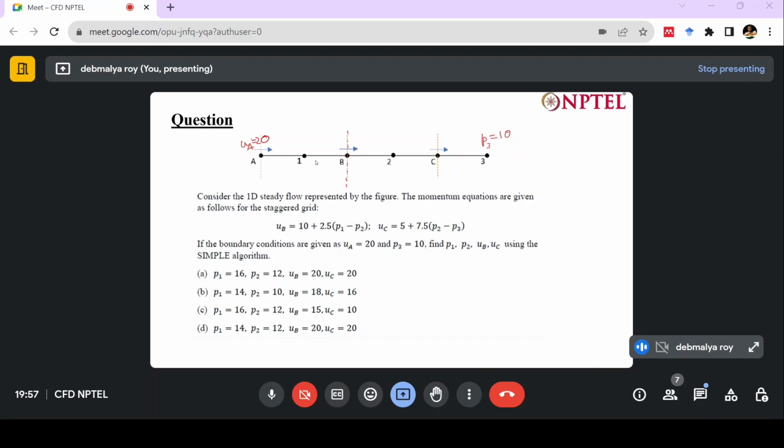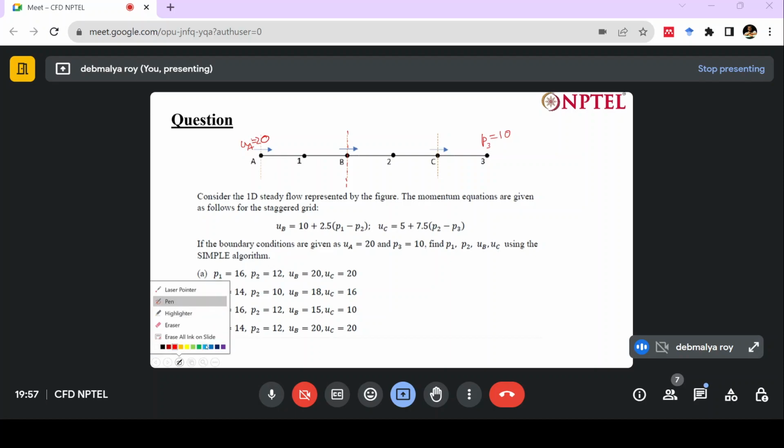Okay. So we have to find out the other points: P1, P2, and UB and UC. And two equations are given. So UB is given, UC is given. And we are asked to find this using the SIMPLE algorithm.